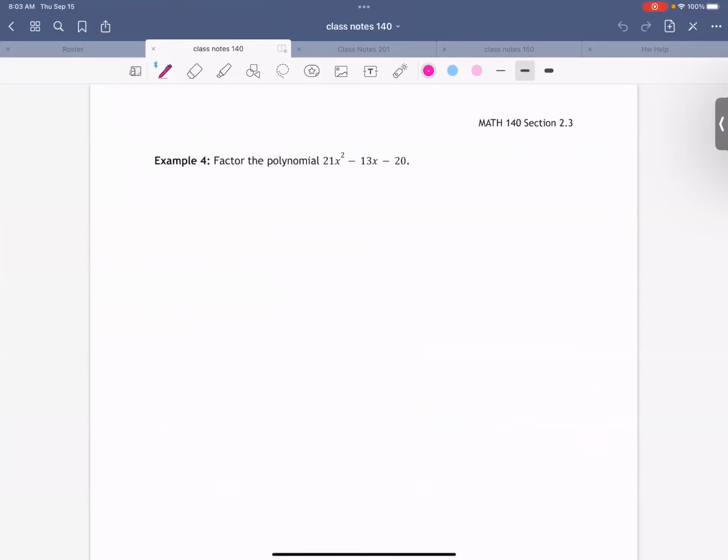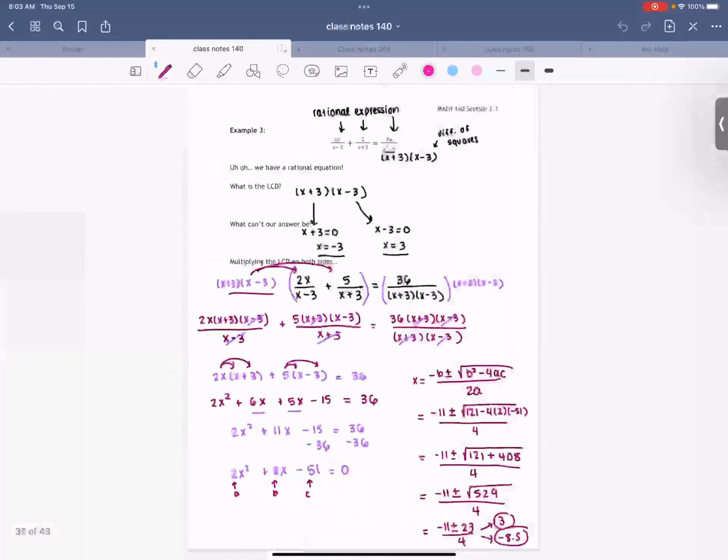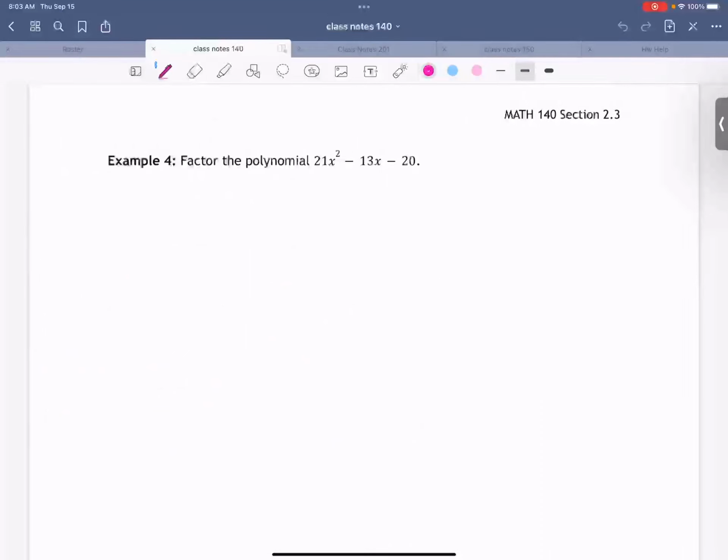I think you'll see example 4, maybe something like this on your homework. So let me just go over how to use the quadratic formula to maybe solve some weird questions. So if we go to example 4, we're asked to factor this polynomial. It's a quadratic polynomial because the highest power is 2. And normally, if you wanted to factor something, you would use the factoring methods that we've used before.